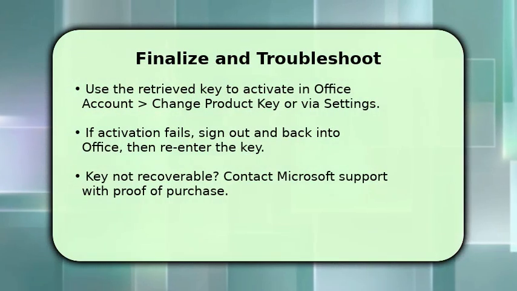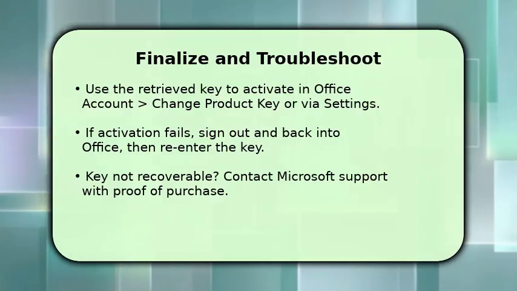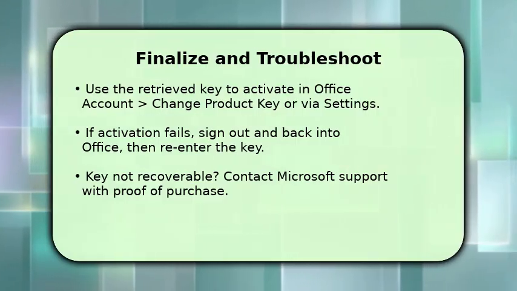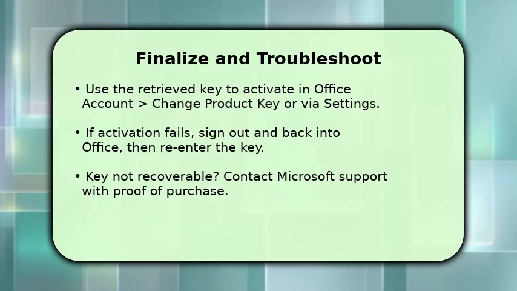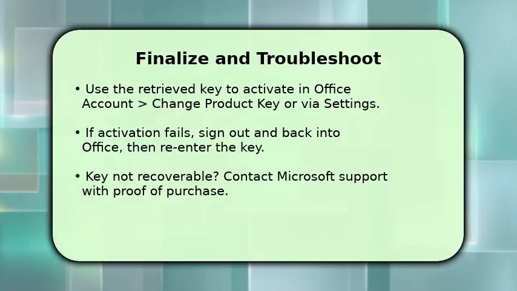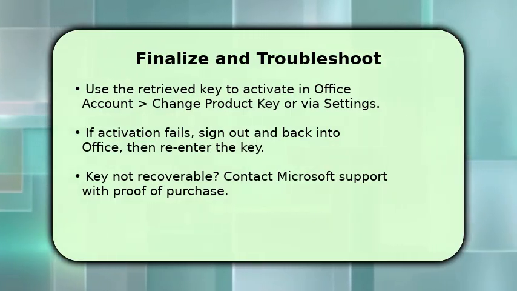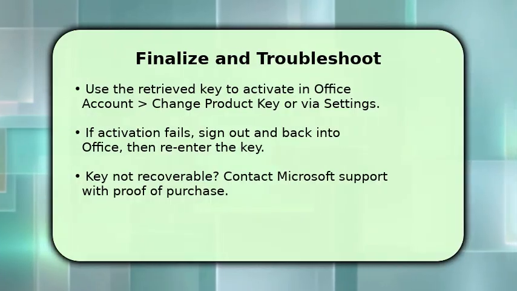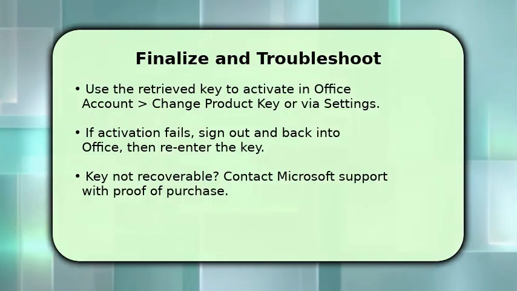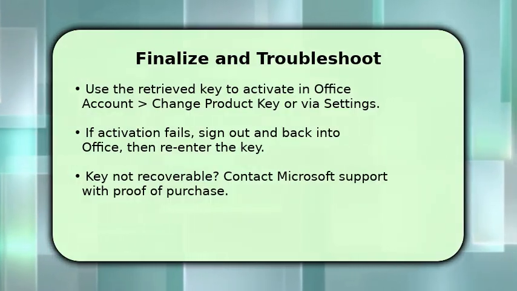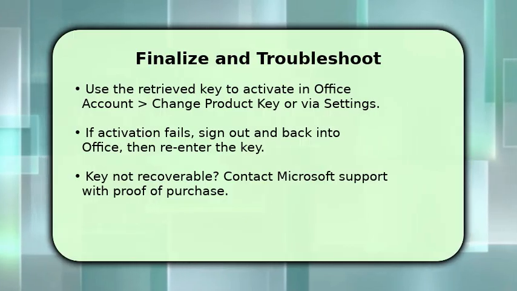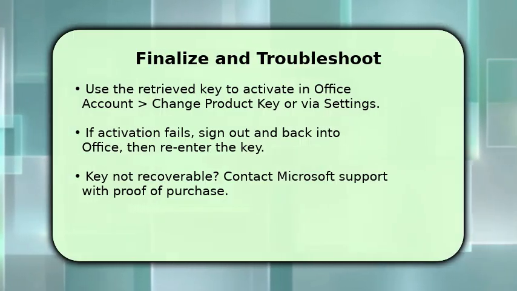To finish, enter the recovered key in Office. Open any Office app, go to File, Account, Change Product Key, or use Settings, Update and Security, Activation for Windows-hosted installers. Once applied, restart an Office app and confirm activation. If activation fails, sign out of Office, remove stored credentials in Credential Manager, then sign in and re-enter the key.